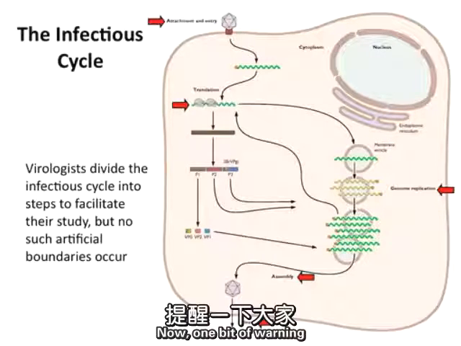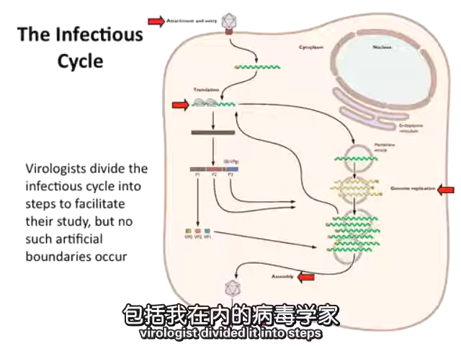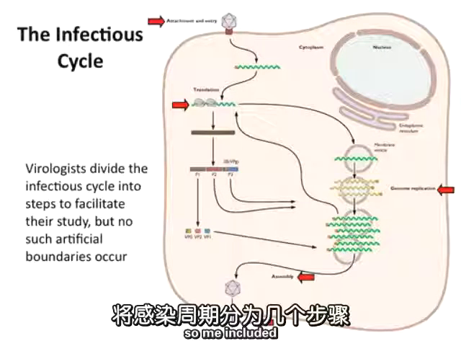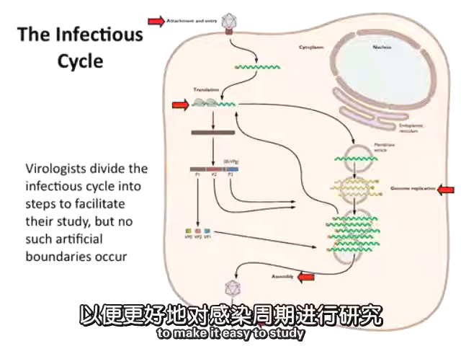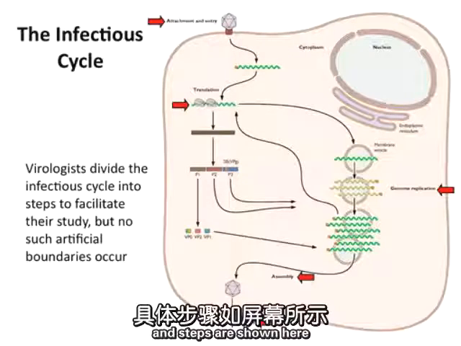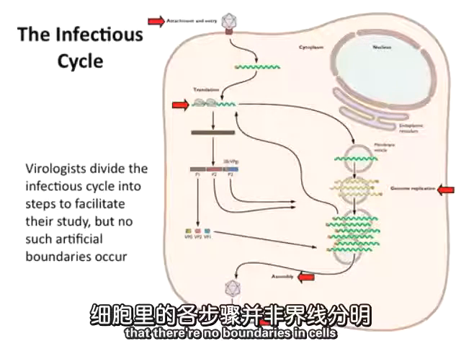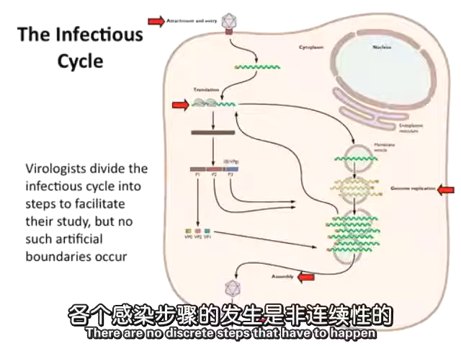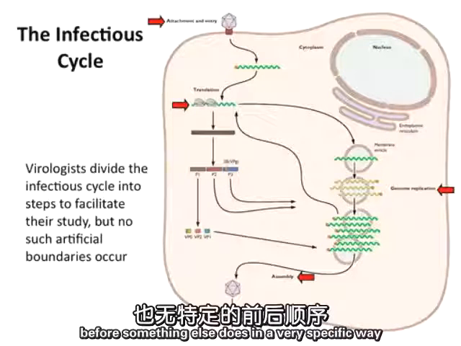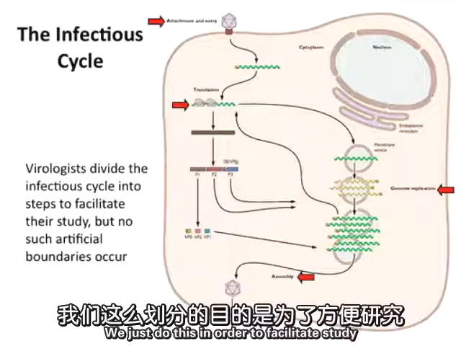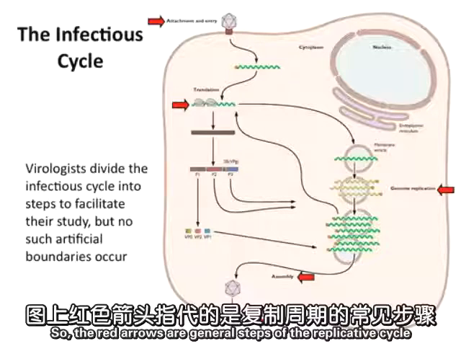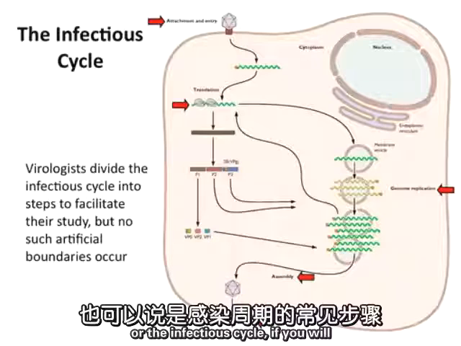Now, one bit of warning: virologists divide it into steps, me included, to make it easy to study. And the steps are shown here. We're going to go through them in a moment. But I want you to know, of course, that there are no boundaries in cells. There are no discrete steps that have to happen before something else does in a very specific way. We just do this in order to facilitate its study. So the red arrows are general steps of the replicative cycle, or the infectious cycle, if you will.